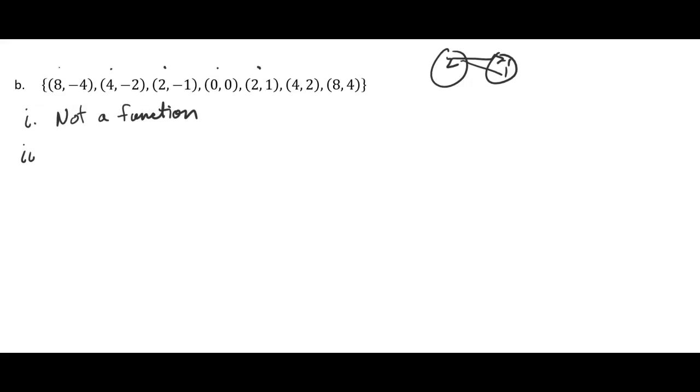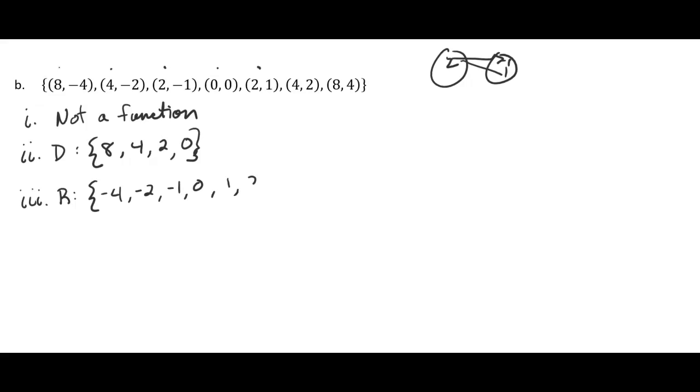And so part 2, they want us to list the domain. So we have 8, 4, 2, 0. Now I won't put 2 again because it's already in there, and I won't put 4 and 8 again, so I guess I'm done right there. Okay? So you only put them in there once, even though there are 2 ordered pairs. Okay, and now we'll do the range. And what do we have? -4, -2, -1, 0, 1, 2, and 4. So that would be the range.